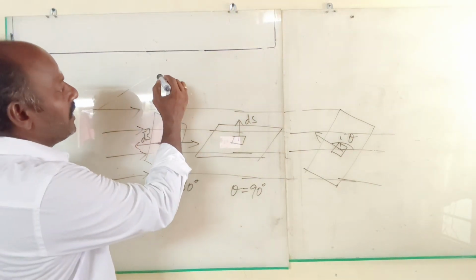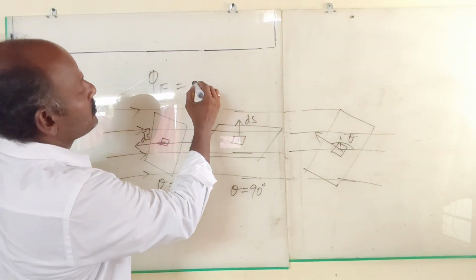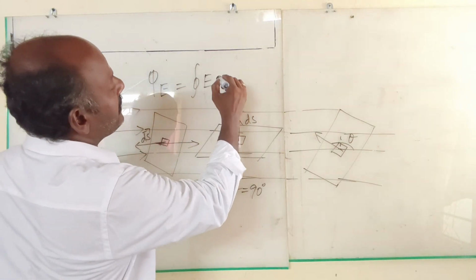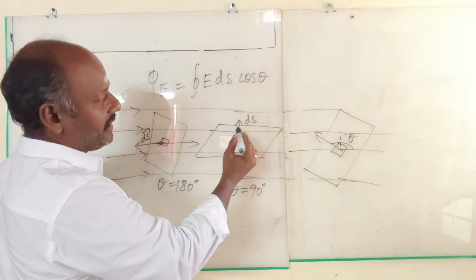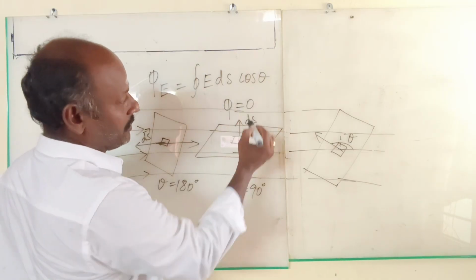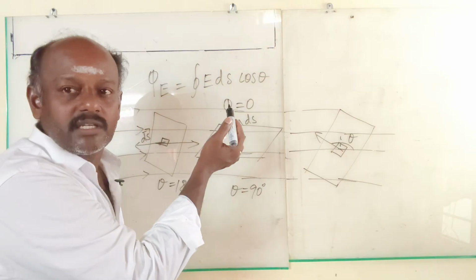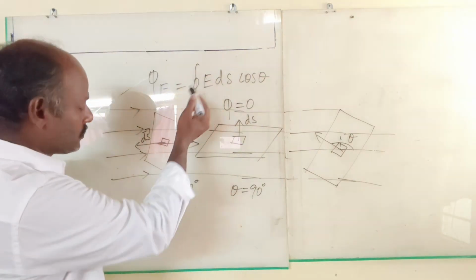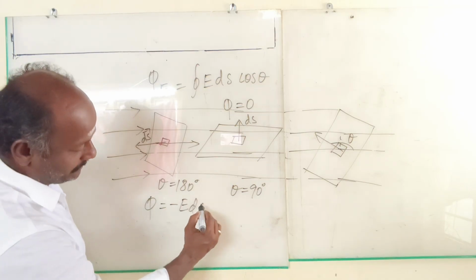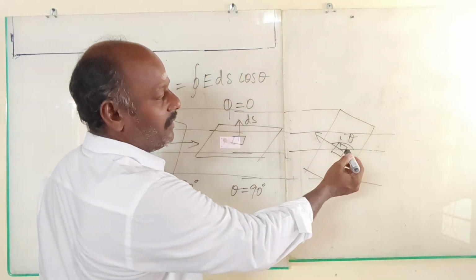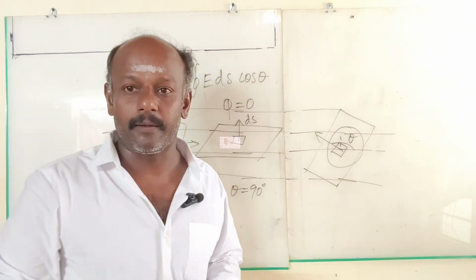So the formula for measuring electric flux: phi E is equal to closed integral of E ds cos theta. When theta is equal to 90 degrees, the flux will be equal to 0. When theta is equal to 180 degrees, I know that cos 180 is equal to -1, so the flux will be equal to minus E ds. And here, depending on the value of theta, the flux will differ.